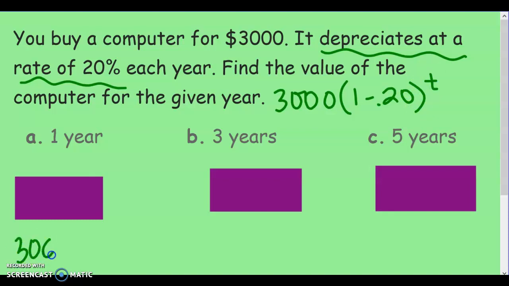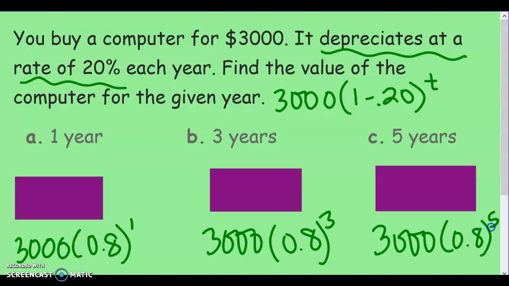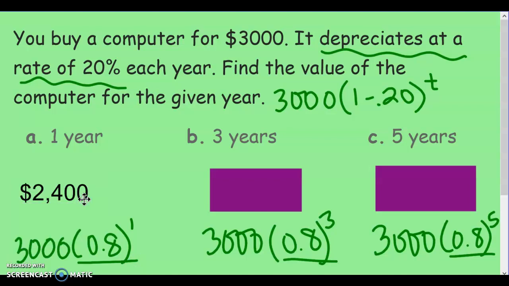So this would be 3,000 times 1 minus 0.2 is going to give me 0.8. And this would be to the first. That would be 3,000 times 0.8 to the third, and 3,000 times 0.8 to the fifth. Okay, now remember, you always need to do your exponent first, then you take it times 3,000. So if I do 0.8 times 3,000, I get 2,400. If I do 0.8 to the third, I get 0.512 times 3,000, I get 1,536.